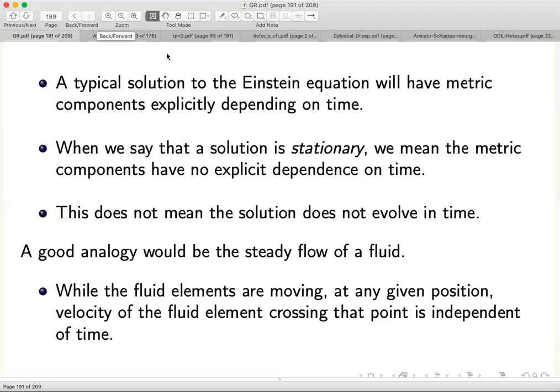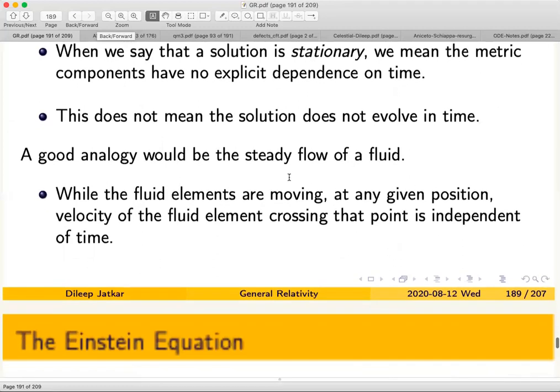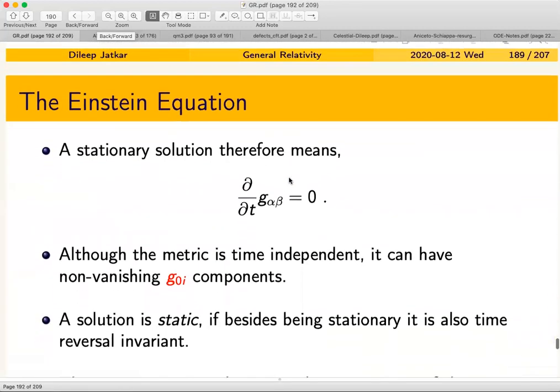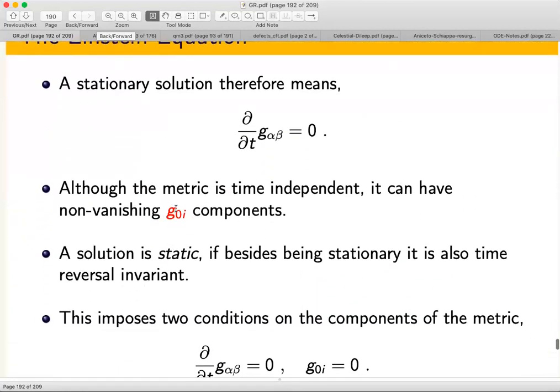When you are looking at a stationary solution, we are not imposing any of these conditions. You may have g_ij non-trivial, you may have g_00 non-trivial, and you may also have g_0i non-trivial. So the stationary solution does not impose a condition on which metric components are non-vanishing. Stationary solution therefore tells you that if you take a partial derivative of g alpha beta with respect to time, that vanishes. But as I was just saying, you may have the g_0i component non-vanishing.